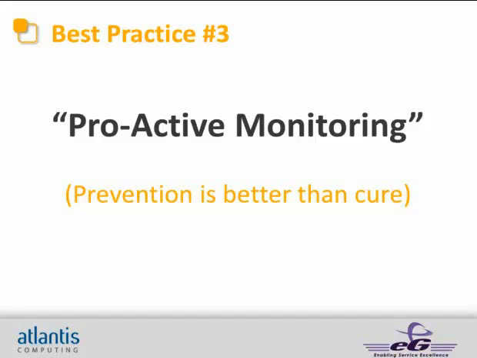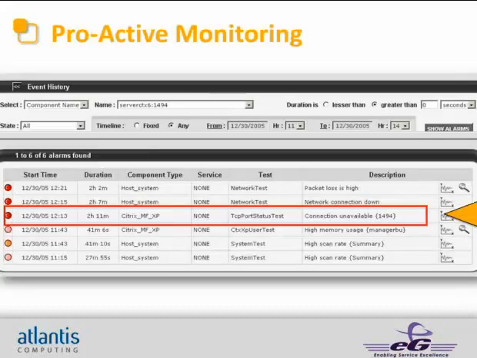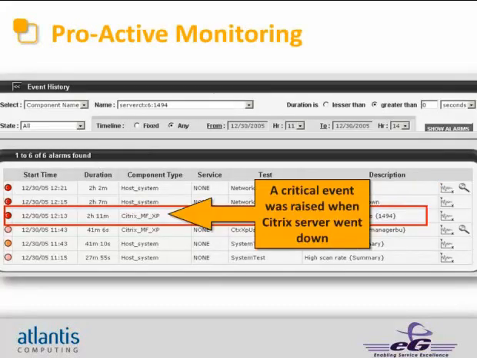It's great if you can find where the problem is when it's happening, but it's even better if you're able to avoid it. Let's take a look at an example. So this is an example where it says a Citrix server has gone down, TCP connection to 1494 has failed, and which is a normal event.